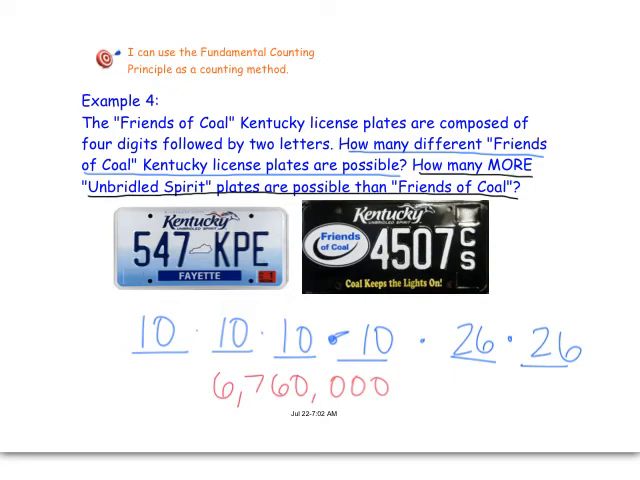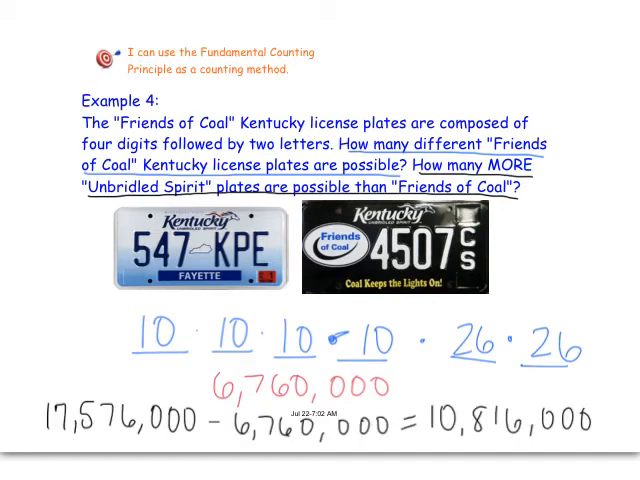So let's take a moment and do that subtraction. So hopefully you'll find that the difference is 10,816,000. So there are 10,816,000 more Unbridled Spirit Kentucky license plates possible.